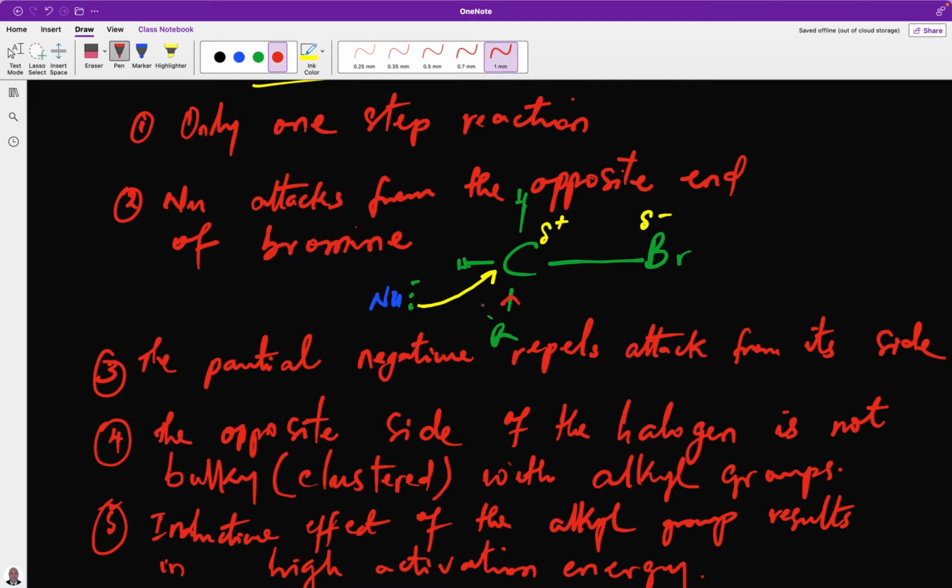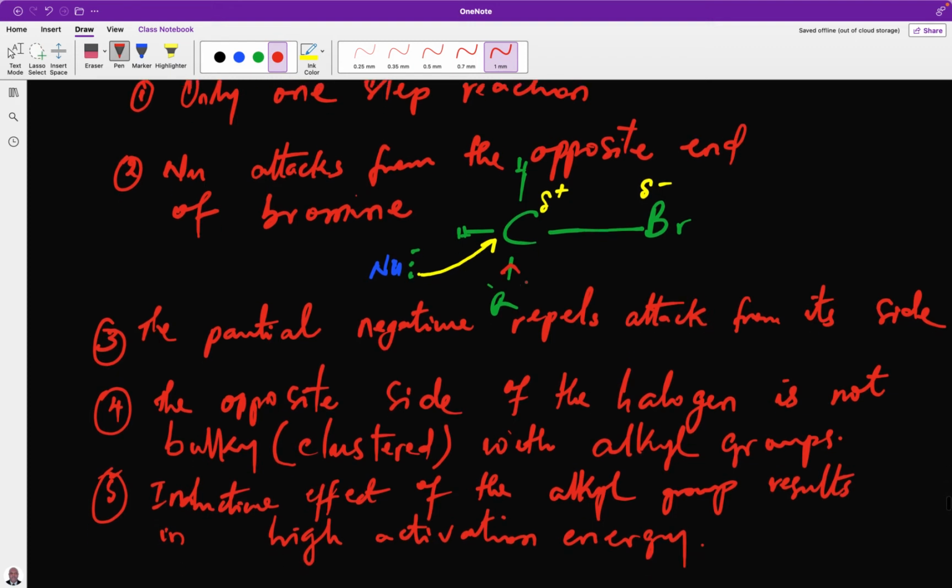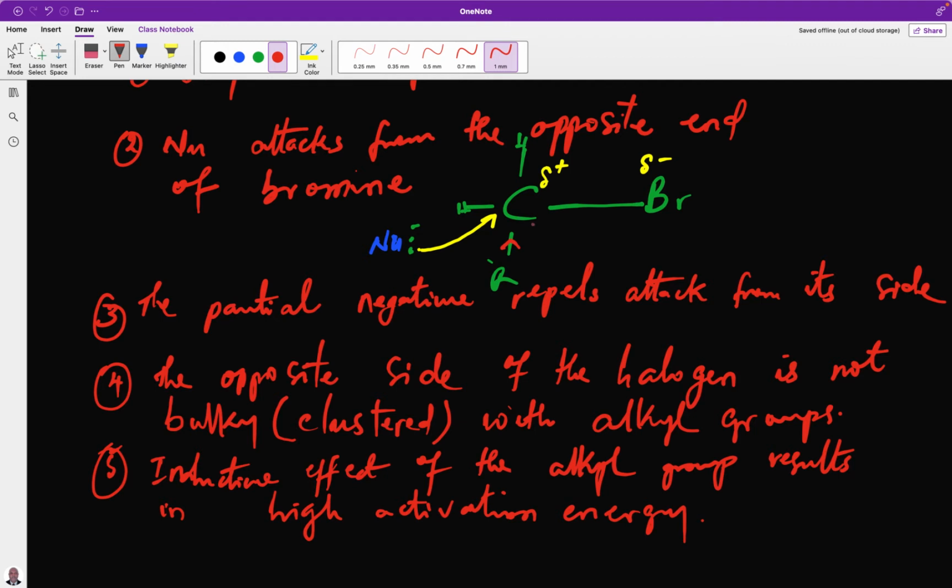Then I said that because of the inductive effect of the alkyl group, there's only one alkyl group there. So little of the electrons are being donated. There's still high charge density on the carbon. There's no reduction in the charge density because only one alkyl group is involved. For that reason, the molecule is relatively unstable. And if it is relatively unstable, what happens? It results in high activation energy of the reaction.